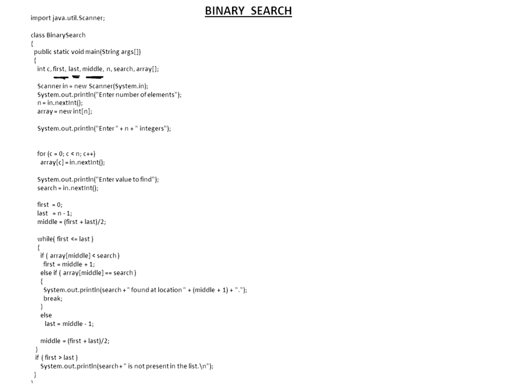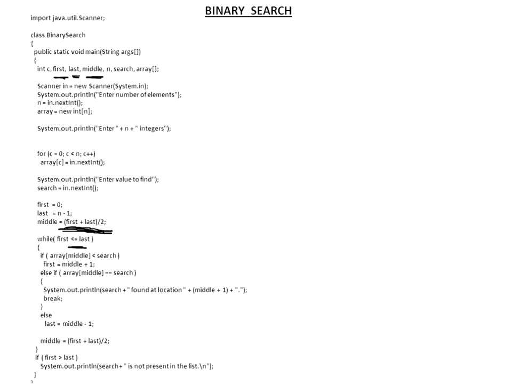Okay, now next is binary search. In this searching technique, we have first, last and middle. These are the three variables. What we are doing is dividing the array into two equal halves. And then you can see first plus last divided by 2. So we divide the array into two halves and then we make a comparison.